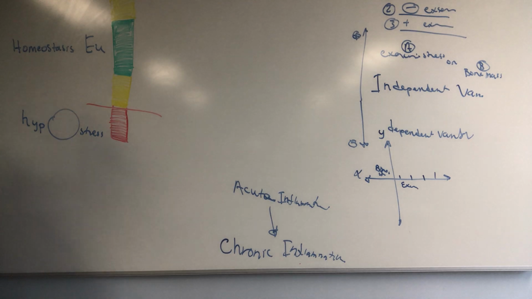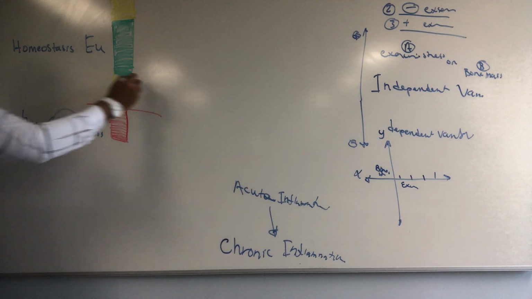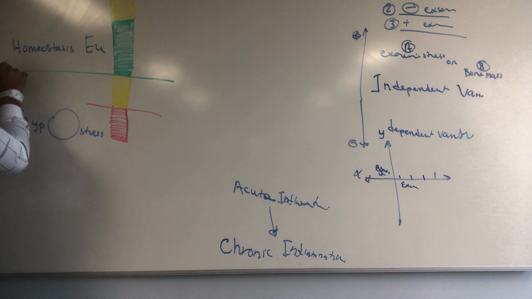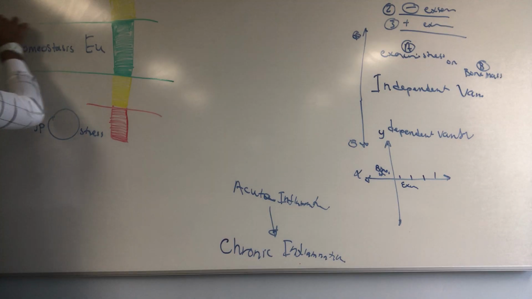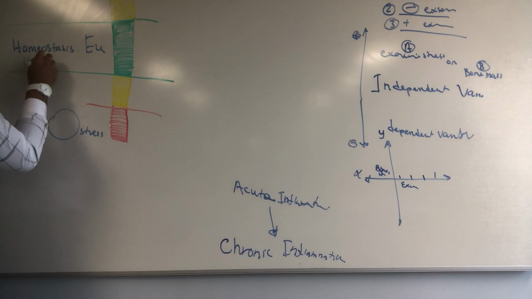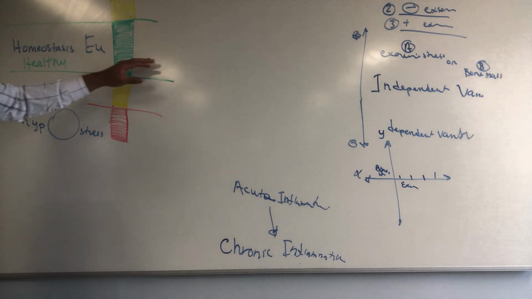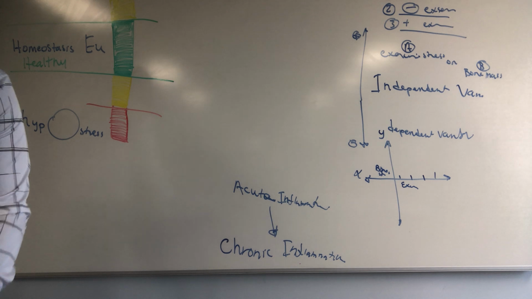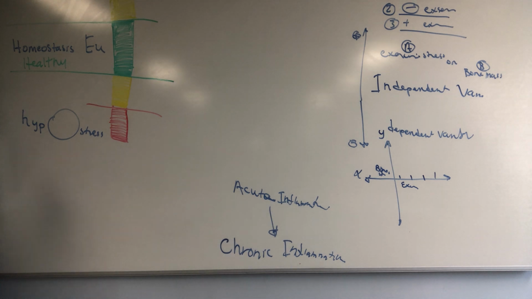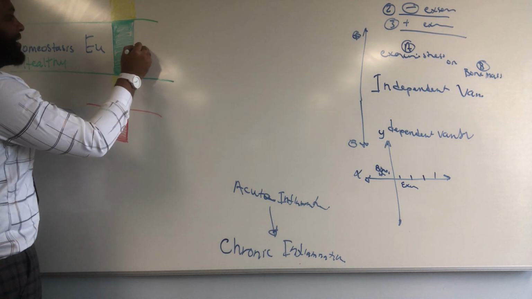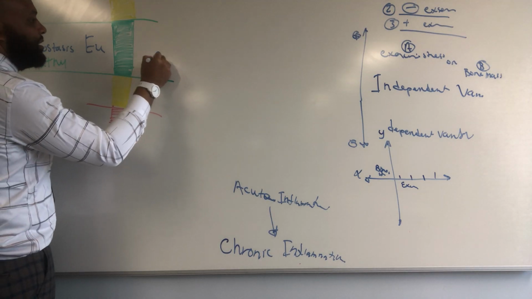And we will see that we need homeostasis, this green healthy range. Okay, so what happens is we have different variables. One variable is, for example, blood sugar, known as glycemia.